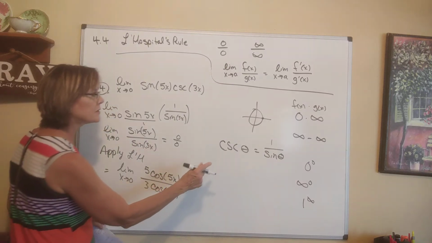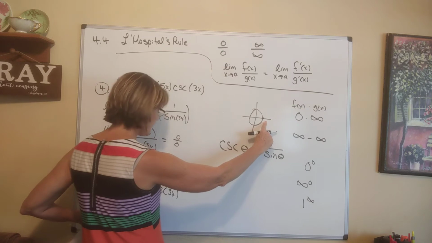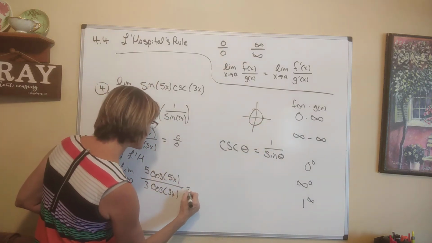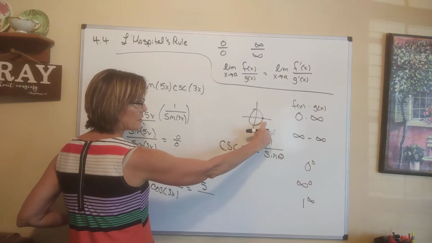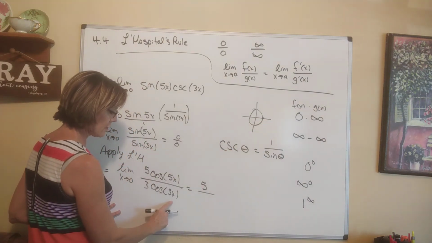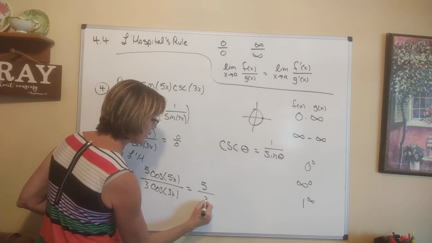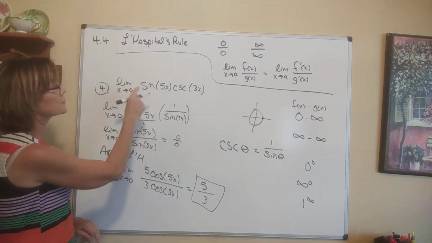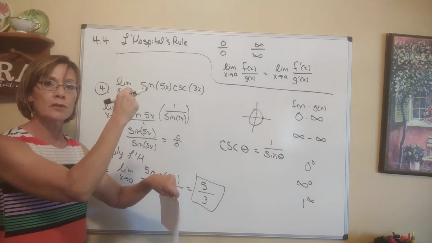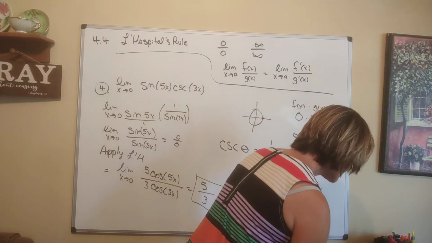The cosine of 0 right here is 1. So that is going to be 5 times 1. The cosine of 3 times 0 is the cosine of 0, which is 1 times the 3. And this is going to be the limit of this indeterminate form. So we took this product and we rewrote it into a quotient. All right, let's look at the next example.